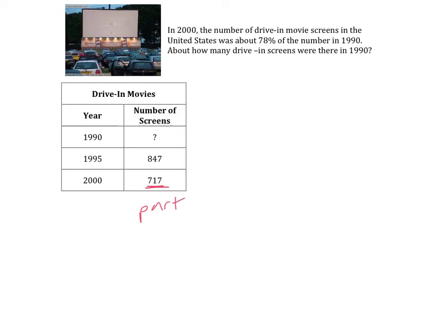So I'm going to first set up my first ratio in this proportion using the percent of 78 over 100. And that's going to equal, again, part to a whole. Now remember, the number of screens in 2000 is just part of what they were in 1990. So I'm going to use that up here, part to a whole, 717 over the whole, which is in 1990, which we don't know. That's what I'm looking for.